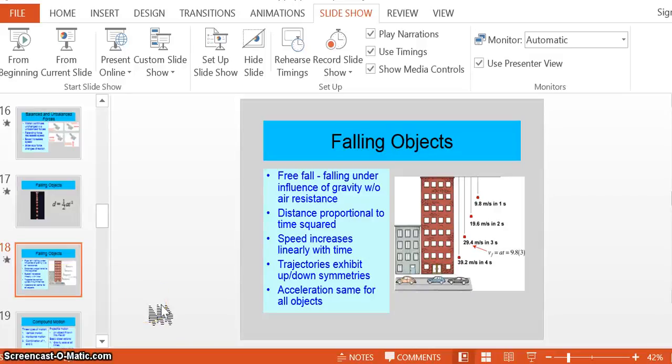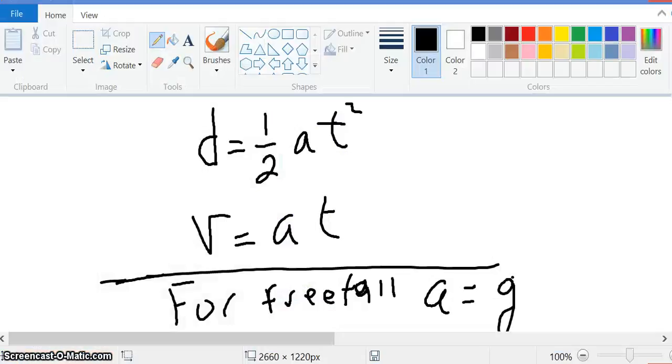Okay, so for freely falling objects, we have two equations. Actually, let me go back to this. So the first equation, d equals 1/2 at squared. Remember, that's general. So any acceleration, that could be a car driving down the street accelerating.